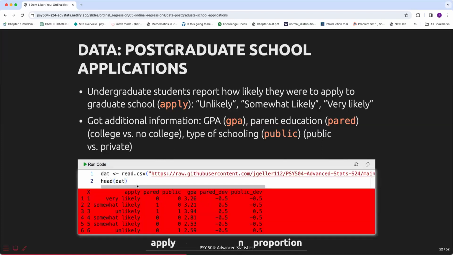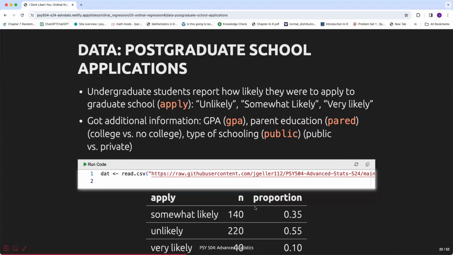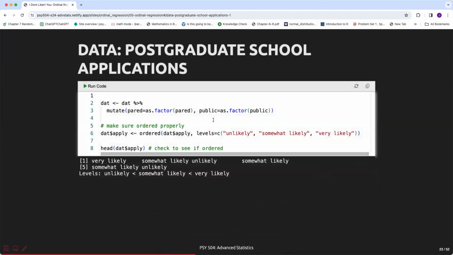So we have the data set here. Awesome. Just going to run this again. If we look at the proportion of responses in each category, we see that about 35% say somewhat likely to apply, a large majority, which is 55%, say unlikely to apply, and then 10% say very unlikely to apply. So let's see how these additional variables affect applying to grad school.